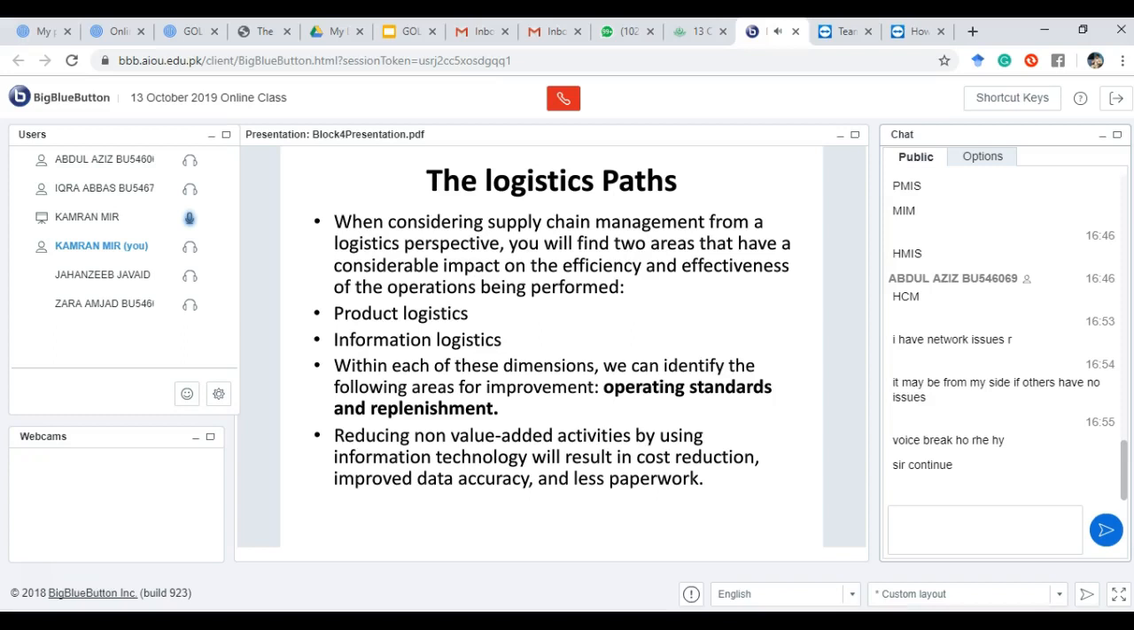Again, it says if we are going to concentrate more on how to use information technology in the logistic parts, it will help the company in lowering its costs, in having improved data and less paperwork involved.